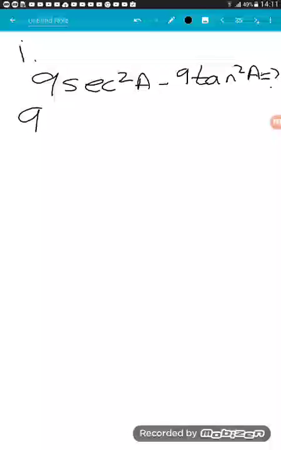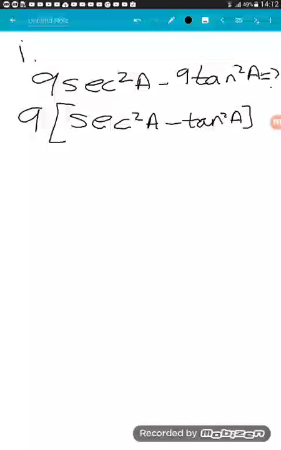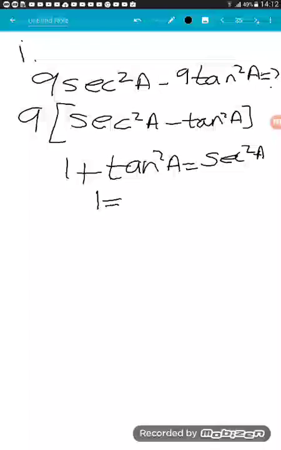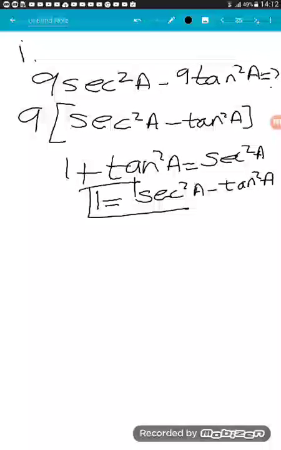So we keep 9 on the common side, and bring sec square inside, so it will be sec square A minus tan square A. If you use the identity, you will get that 1 plus tan square A equals sec square A. So 1 equals sec square A minus tan square A. So we found 1 as the answer.